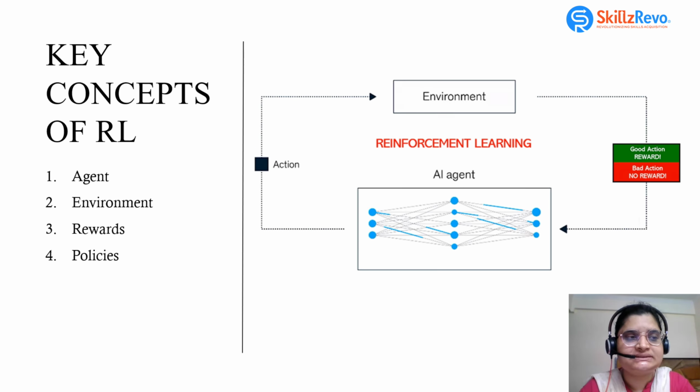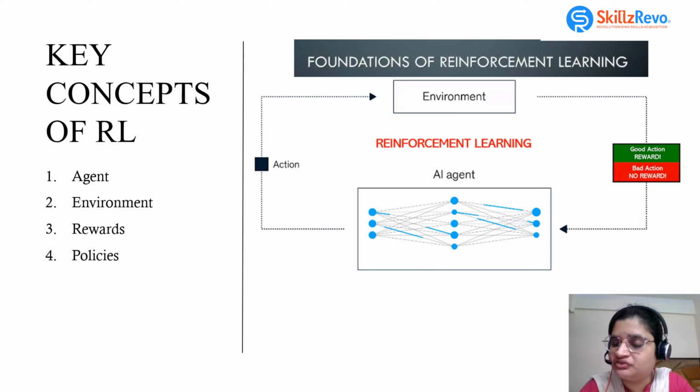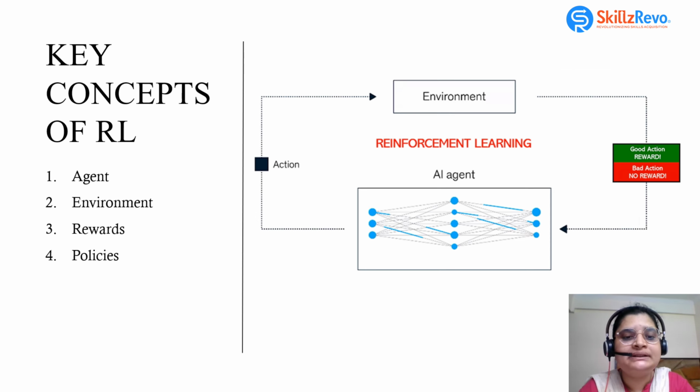These four components, agents, environment, rewards, and policies, form the foundation of reinforcement learning. Together, they encapsulate the interaction dynamics that allow an agent to learn from its experiences, adapt to its environment, and ultimately make informed decisions that maximize its rewards. Understanding these concepts is essential for implementing effective reinforcement learning algorithms and applications.